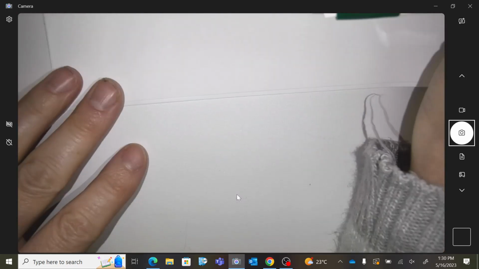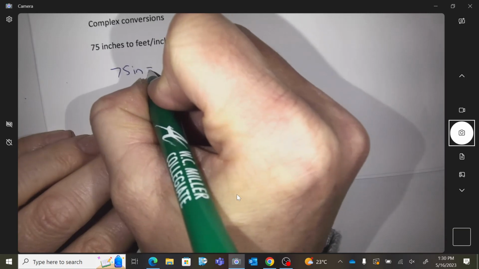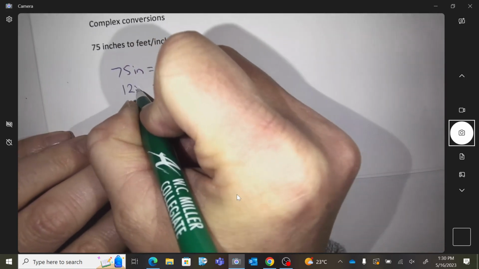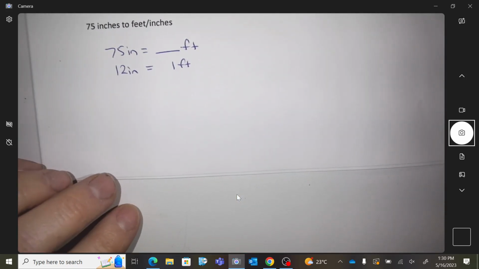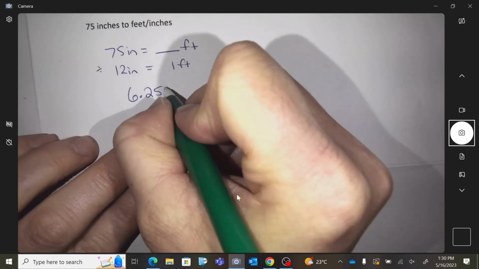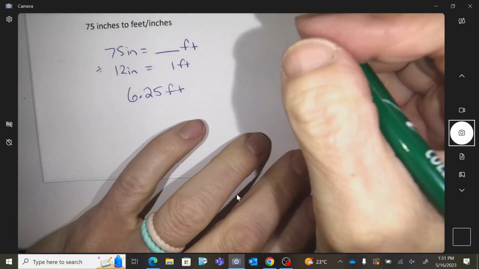Okay, so these complex conversions, I've kind of shown you 2 methods, and I'm going to let you pick which one you like. Okay, so 76 inches is how many feet when 1 foot equals 12 inches? Okay, so I'm going to be doing a divide by 12. Does that make sense on that crisscross? Okay, method 1.